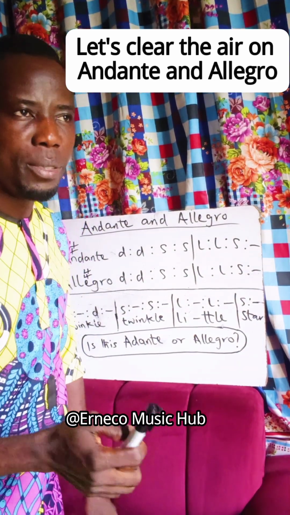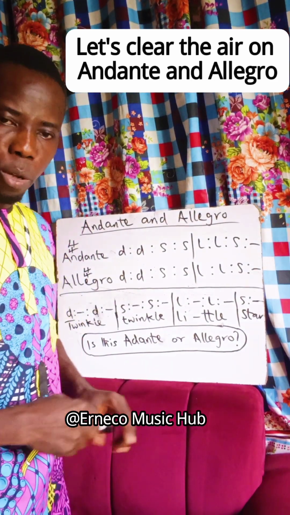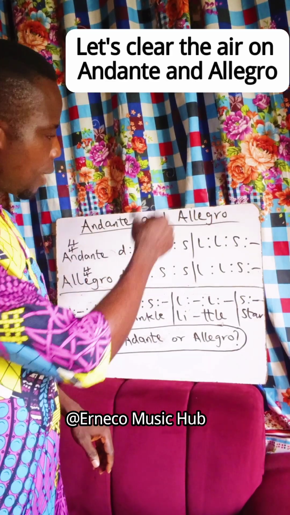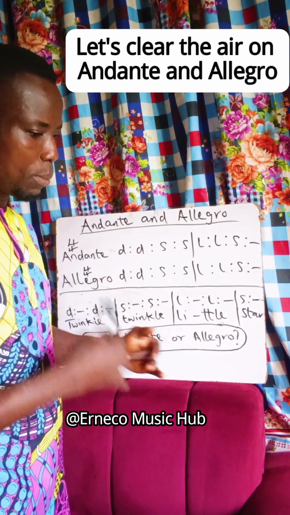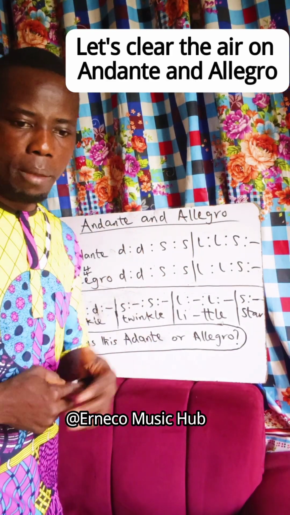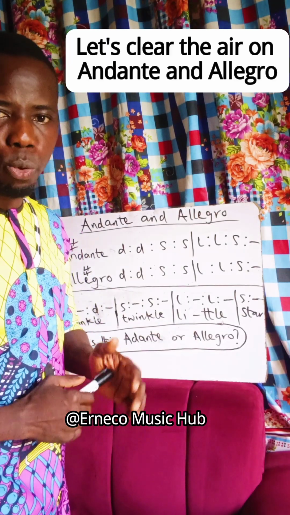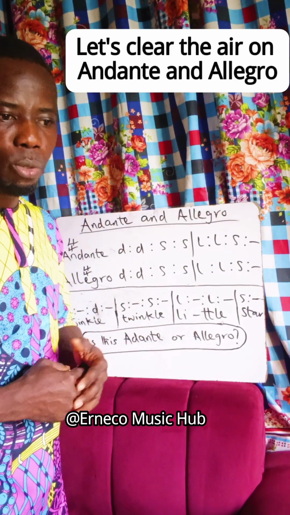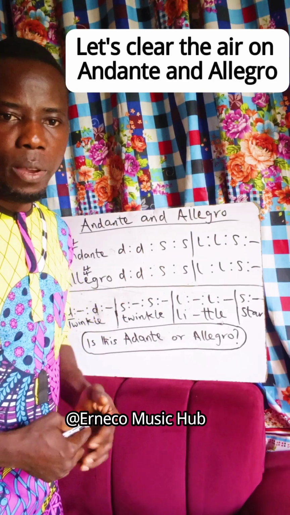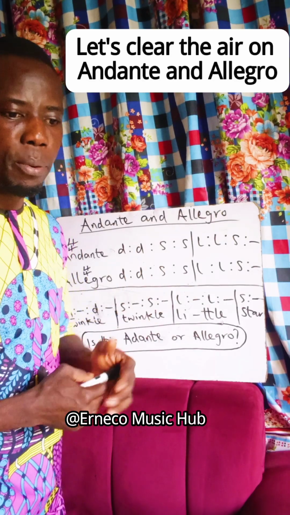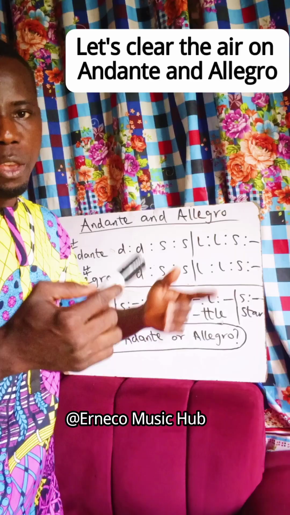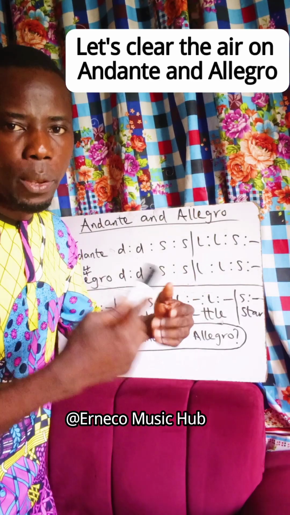Keep on keeping on. There was a video I posted last time concerning Andante movements and Allegro movements, the difference between the two. And this created a debate in the comment section. Now I have come back to clear the air. One thing with tutorial or teaching is when you give a particular tutorial and people don't really understand where you're heading to, you may come back to use another method.